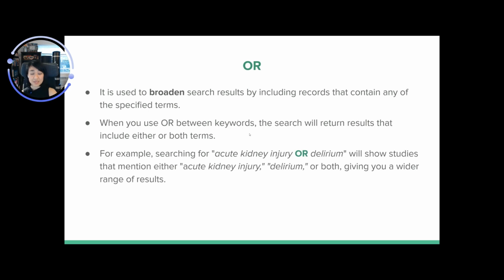Now the next one is OR. This is used to broaden search results by including records that contain any of the specified terms. So when you use OR between words, the search will return results that include either or both terms. For example, searching for acute kidney injury OR delirium will show you studies that mention either acute kidney injury, delirium, or both, and that gives you a wider range of results.